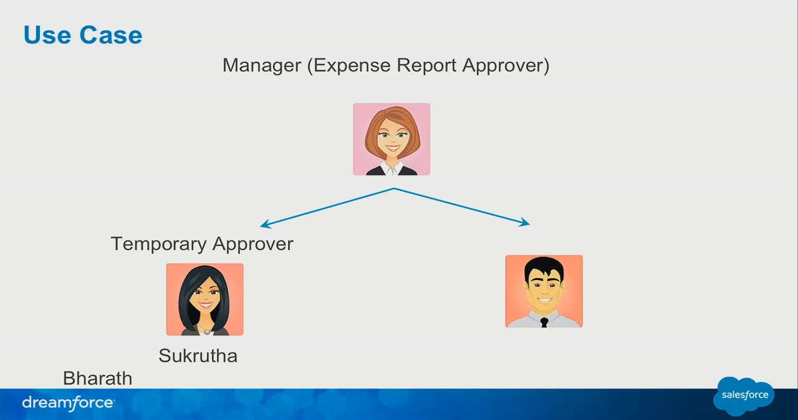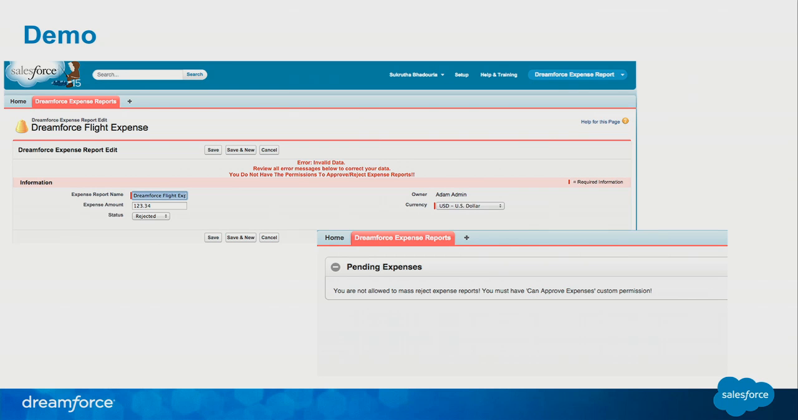So the situation here is that my manager can approve all expense reports while the rest of us can create them. And while my manager is on vacation or sick or whatever, I'm the temporary approver. And the only way I can actually approve these expense reports is if I have the appropriate custom permission. So I get an error message when I don't have the right custom permission, when I try to change the status on expense reports, or when I try to mass reject them, when we're having some sort of a freeze, and you have to mass reject all expense reports. So I'm going to show you a demo.